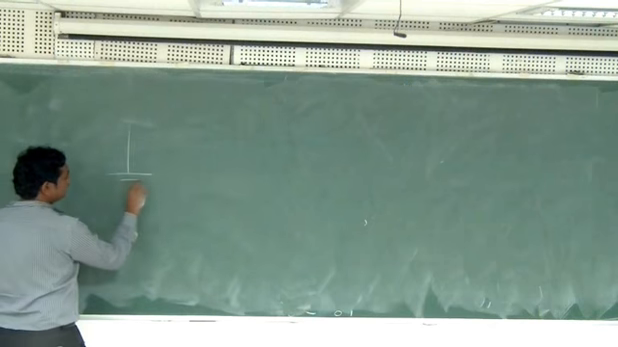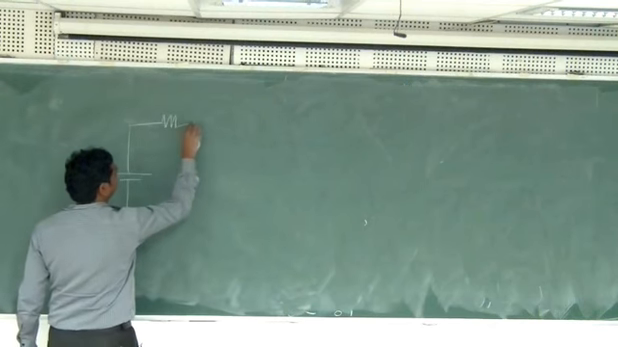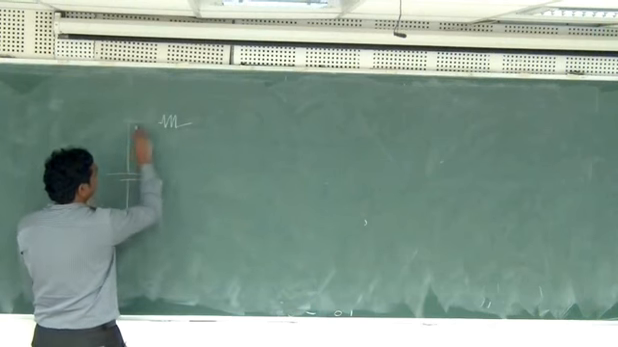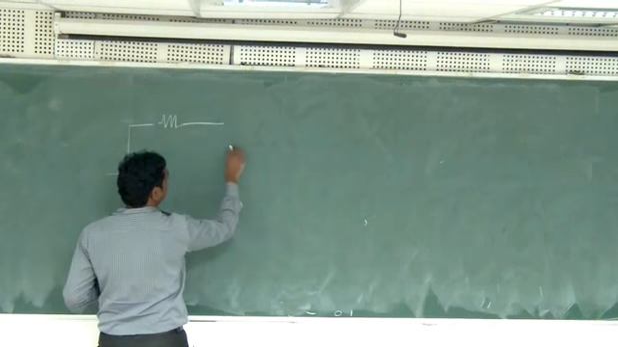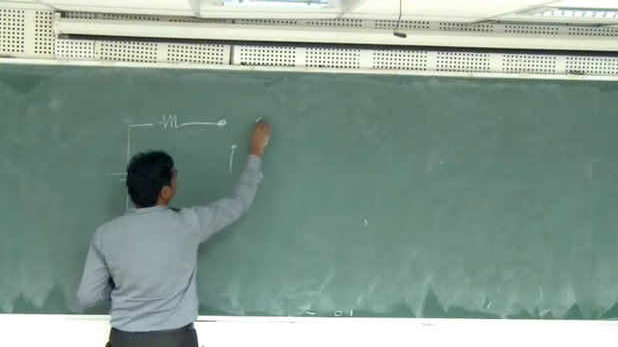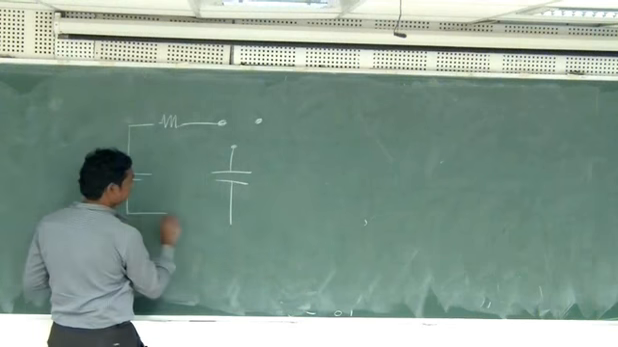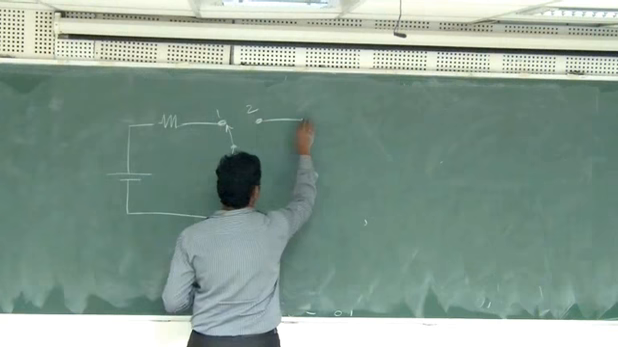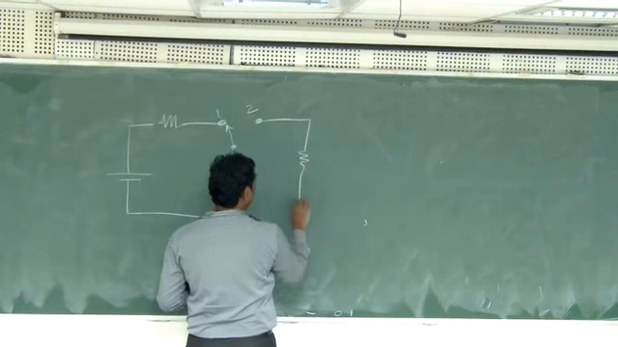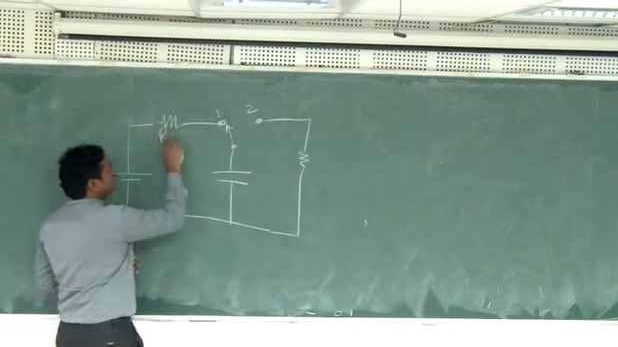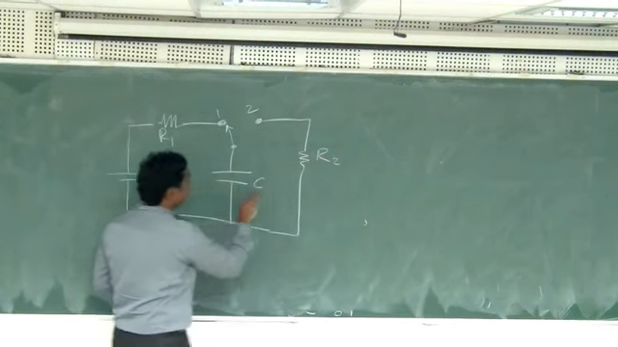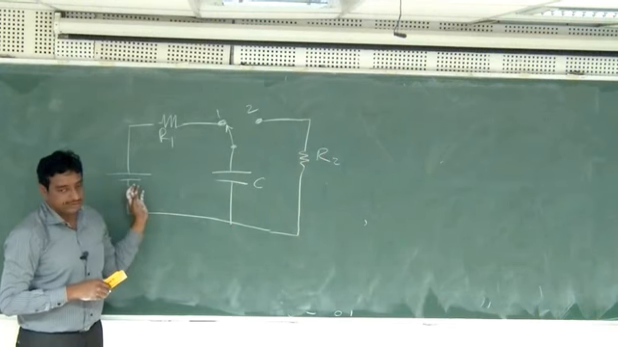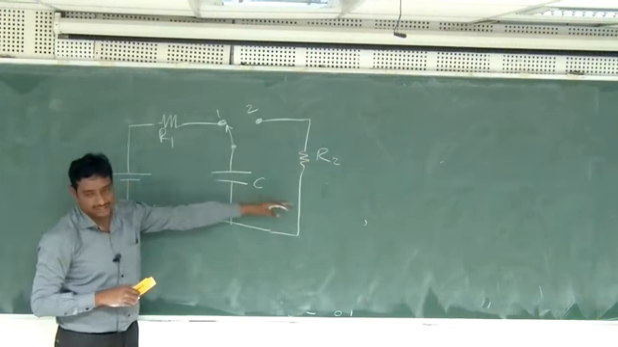So I can build a circuit like this, with a switch here. The switch can be like this. So this is R1, this is R2, and this is C. This is easy actually. When the switch is in position 1, you are charging. When you change the switch from position 1 to position 2, you are discharging.